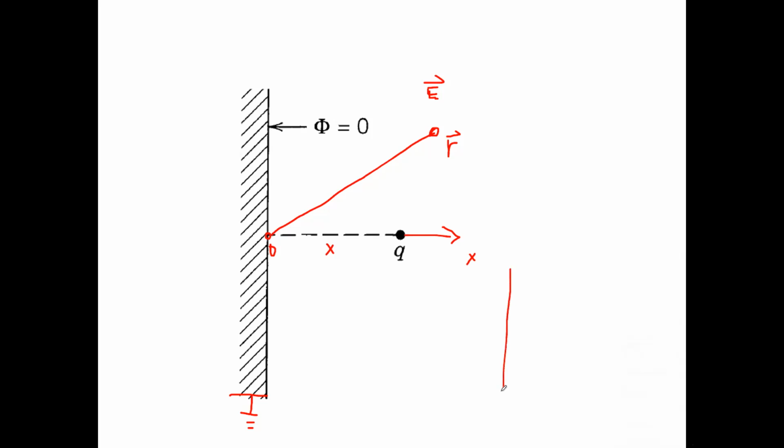So in this case, you have a conductor. Let's say this is your conductor and this is your charge. Then the field lines should always be in this way. At the surface, it's always perpendicular to the surface.